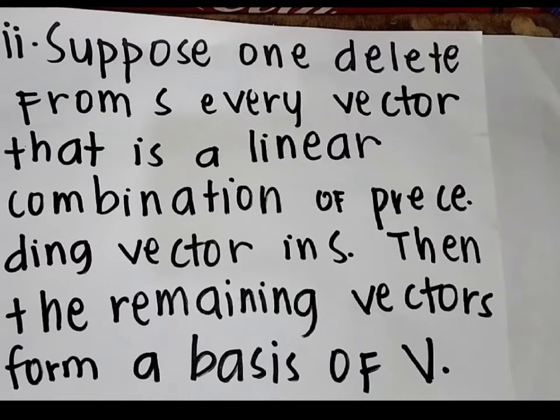Next is that suppose one deletes from S every vector that is a linear combination of preceding vectors in S. Then the remaining vectors form a basis of V. So when a set has a vector that is a linear combination of the preceding vectors in S, and S spans a vector space V, the remaining vectors will still form a basis of V. Okay? That's all.